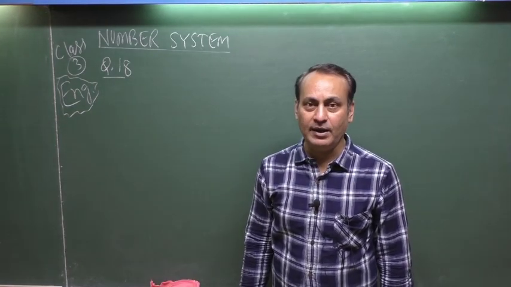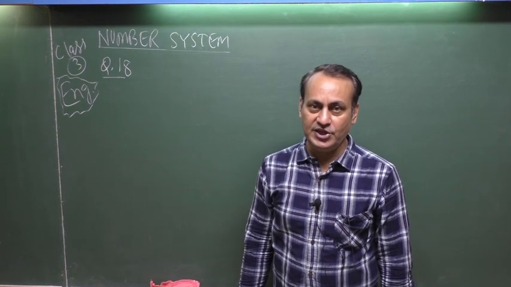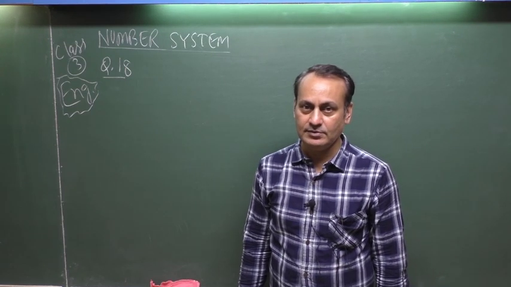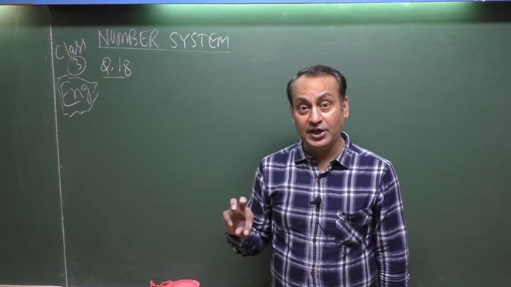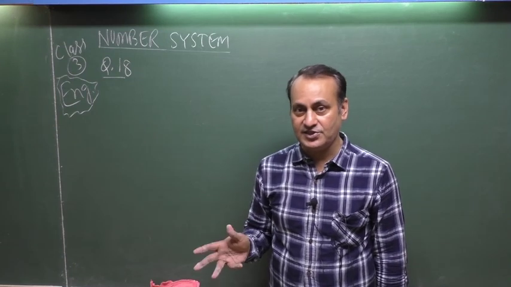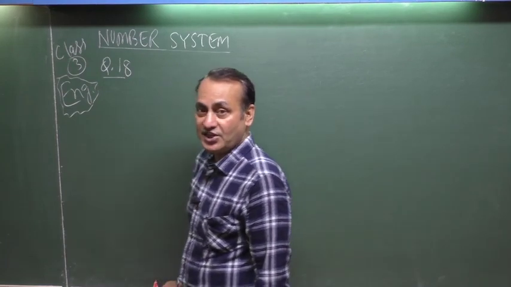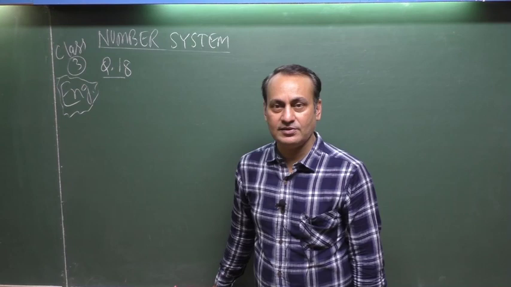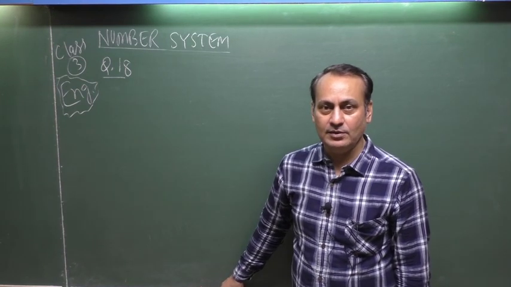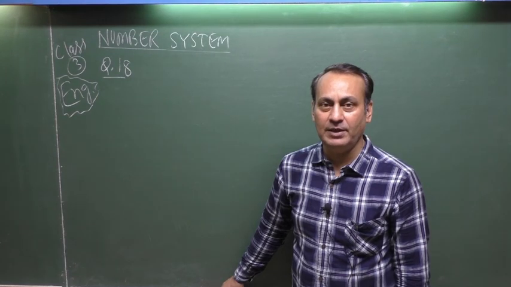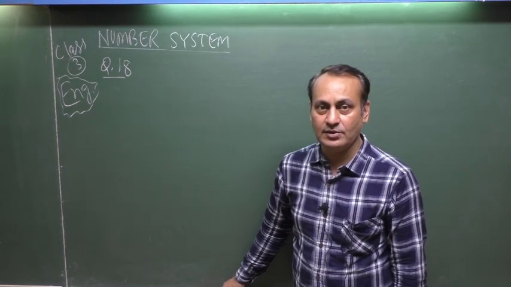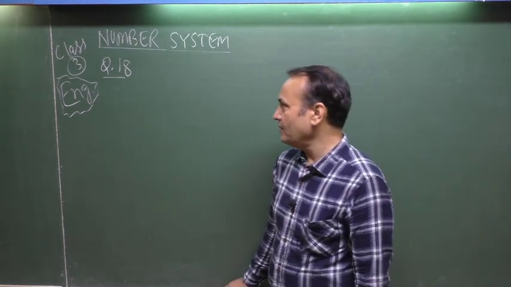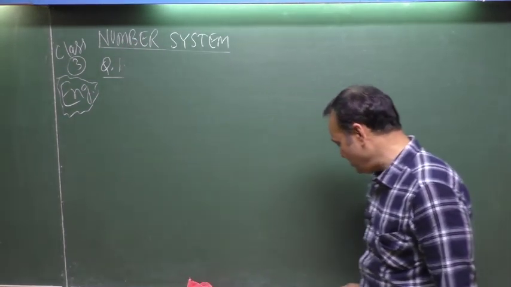If a two-digit number is k times the sum of its digits, then the number after getting interchanged will be 11 minus k times the sum of its digits. Okay?